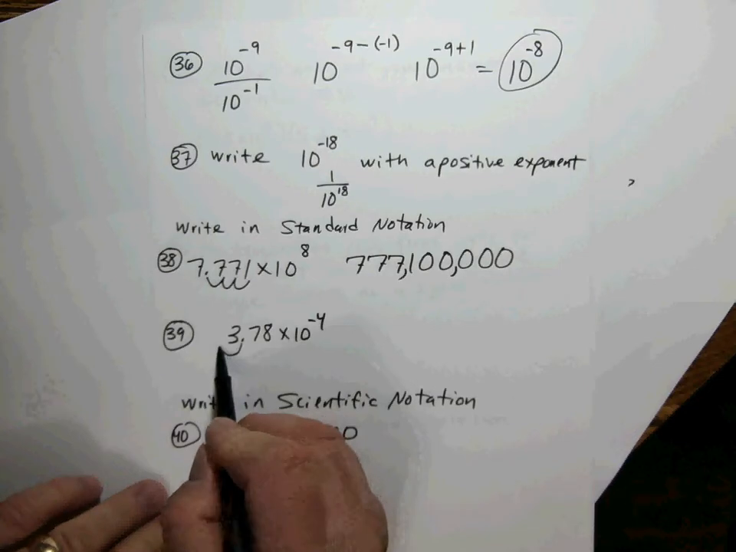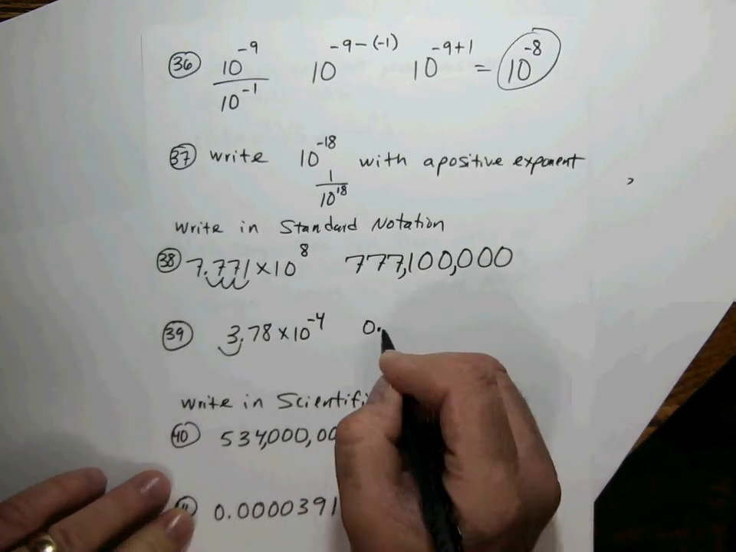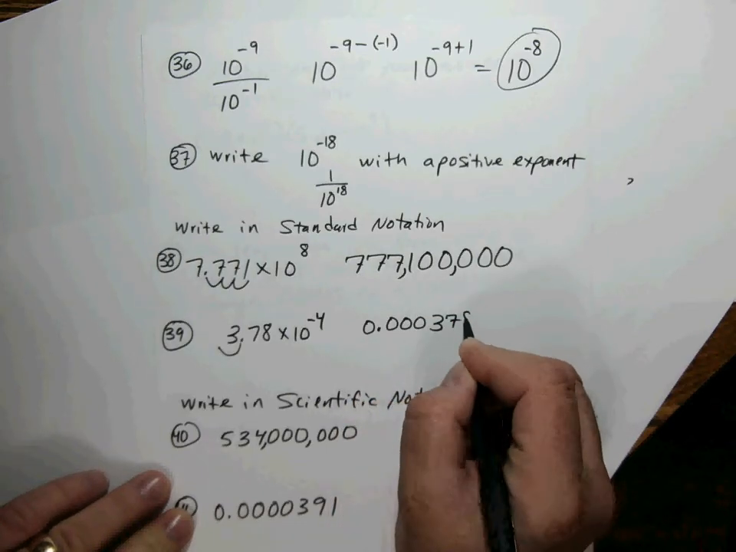So 1 place gets me there. I need 3 leading zeros. Not counting that. So 0.0000378.